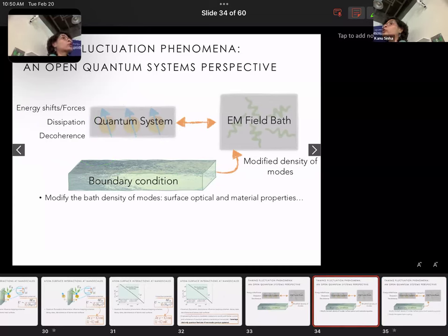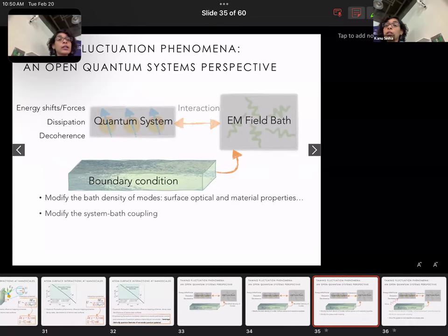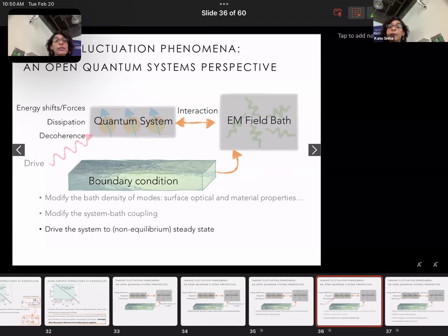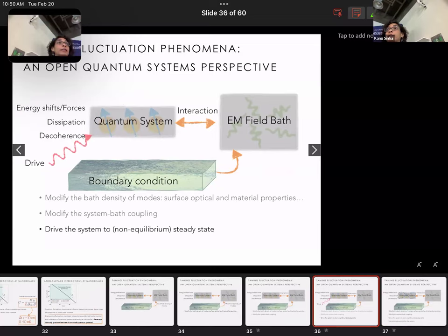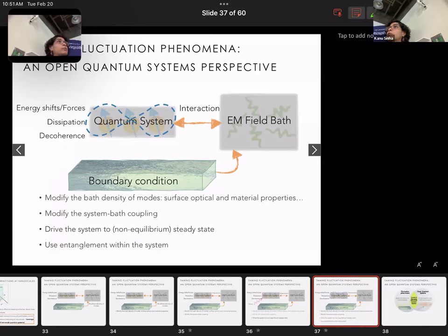And in such a picture, you can see that you have several knobs in order to control all these various fluctuation phenomena. So you can change the density of modes by changing your surface optical properties, its geometry, etc. You can directly modify the system-bath coupling. So one example would be to use, for example, magnetic interactions instead of electric dipole interactions. You can use external drives. Because it's a quantum system, we're allowed to do that. You can drive the system with a laser to go to some interesting non-equilibrium steady state. And because also it's a quantum system, you can use correlations and superpositions and the more quantum things about the state of your system to, again, modify these fluctuation phenomena.